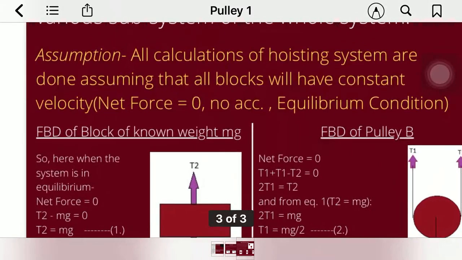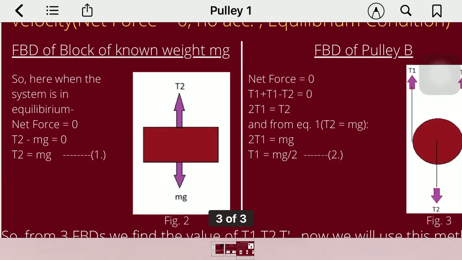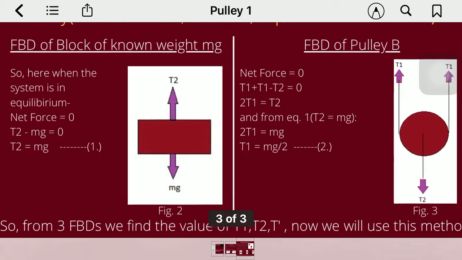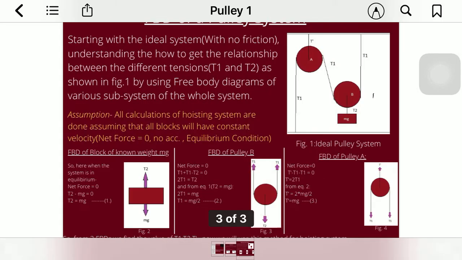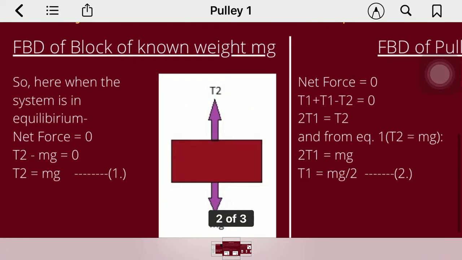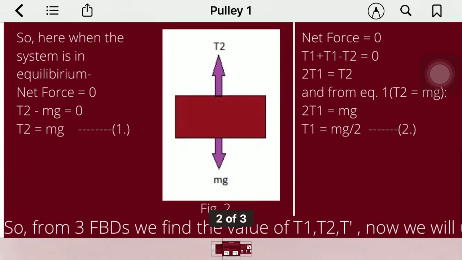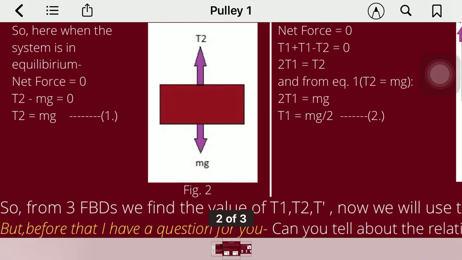First we will draw the free body diagram of our block of known mass M. Here you can see, we have taken the upward direction as positive and the downward direction as negative. So the net force acting on the block is 0 as it is in equilibrium. So T2 minus mg equals 0. From here we come to the conclusion that tension T2 is equal to mg.